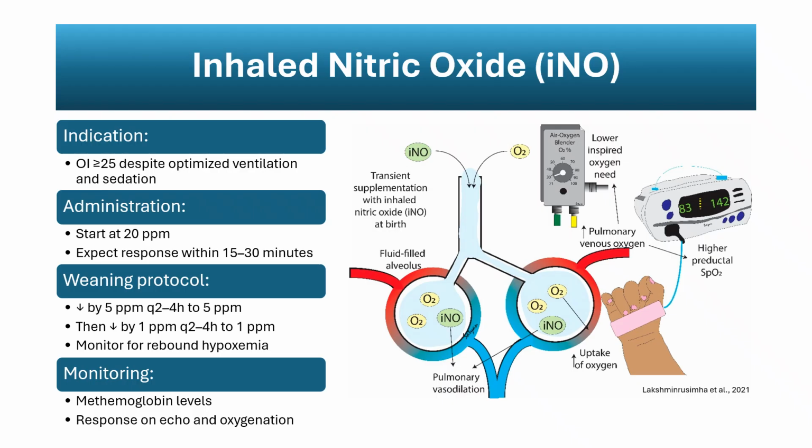During treatment, methemoglobin levels are monitored to prevent toxicity, and oxygenation response is tracked via preductal saturation and arterial blood gases. iNO acts as a bridge therapy, improving oxygenation while underlying pulmonary or systemic causes, such as parenchymal lung disease, sepsis, or structural anomalies, are treated. Understanding the pharmacodynamics and precise weaning protocol is essential to maximize benefit while minimizing complications like rebound hypoxemia or methemoglobinemia.